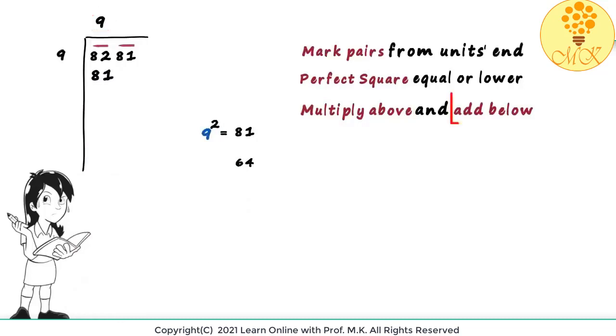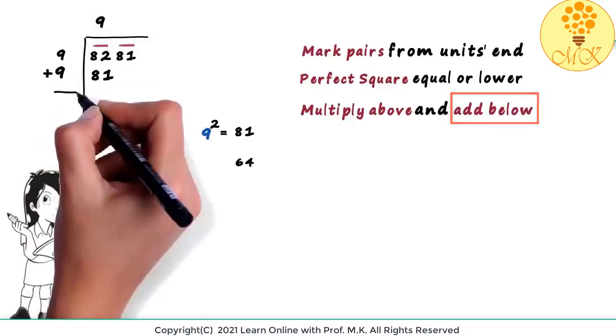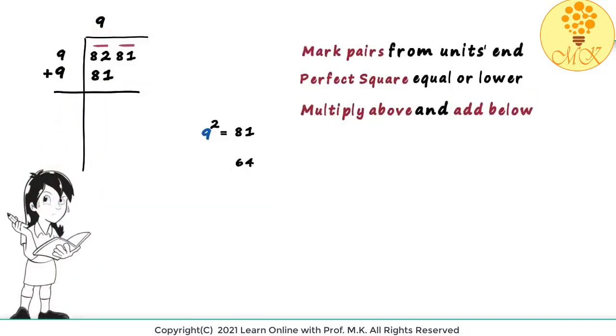Now let's come to add below. We add 9 with 9 and write the sum underneath. 9 plus 9 gives us 18. We multiply the same number with itself above and write the product here. And we add the same number with itself and write the sum here. Remember, when we multiply or add, we're doing the operation with the same digit. In this case, it's 9.